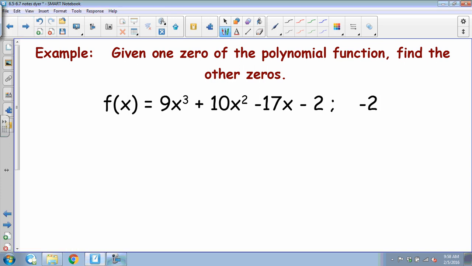Given 1 zero, so this is our 0, which means it's a solution. Solution is the same thing as a 0. Given 1 zero of the polynomial function, find the other zeros, which means find the other solutions. Since they gave us one solution, we can use synthetic division to factor it. Our first solution that they gave us is x equals negative 2.